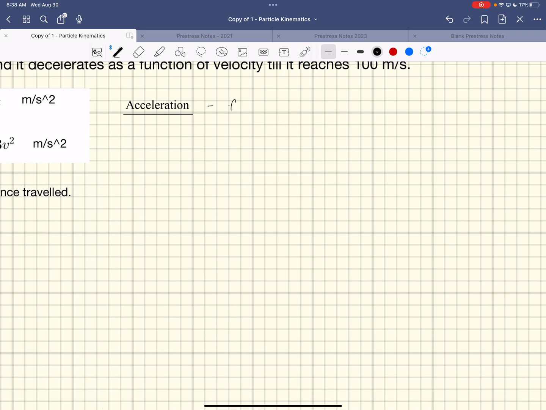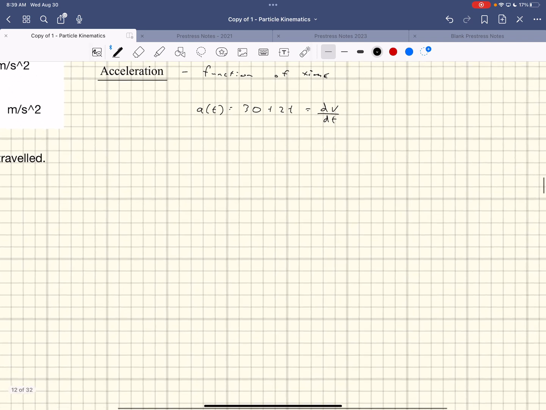Right? So this is going to be a function of time. So a of t is going to be equal to, they tell us this, 30 plus 2t. That's equal to dv dt. I take that dt and move it to the other side. 30 plus 2t dt is equal to dv.